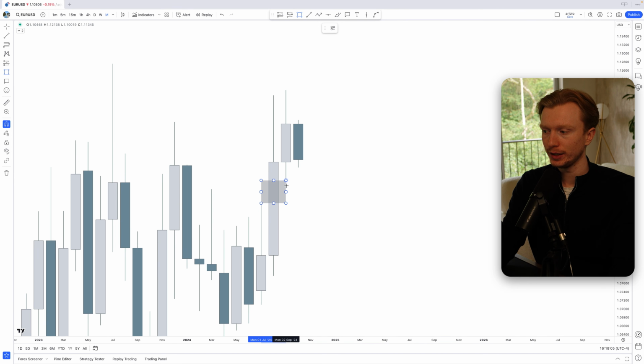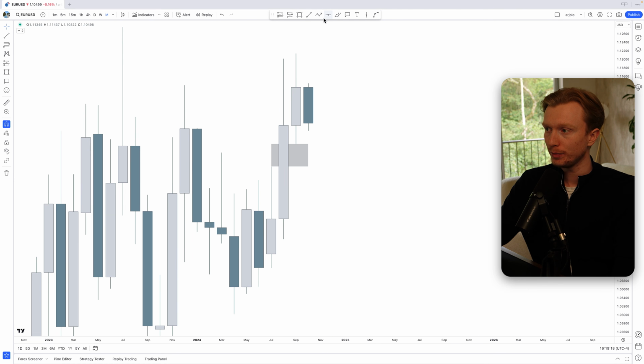So unmitigated fair value gaps are fair value gaps that have not been traded back into before. So for example, this right here is a fair value gap that hasn't been traded back into. So that's unmitigated. Those are the fair value gaps we want to focus on. If you don't do this, you will give up a lot of accuracy in your trading. And very simply said, if you don't do this, it contradicts the basic understanding and definition of a fair value gap.